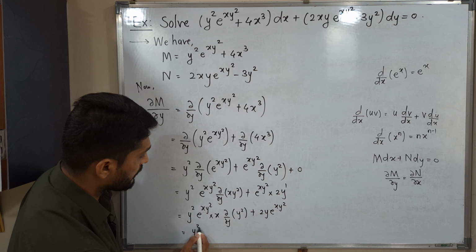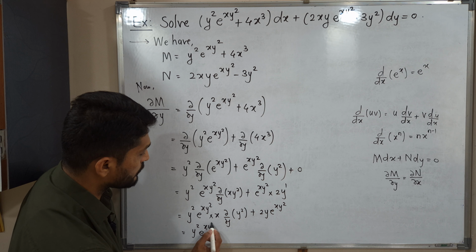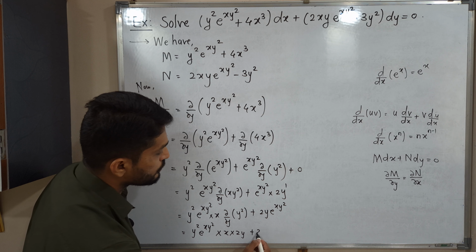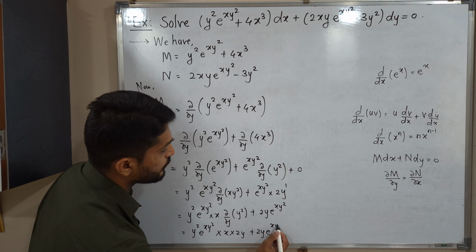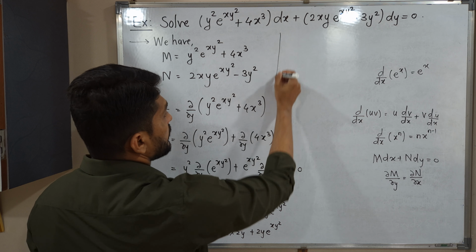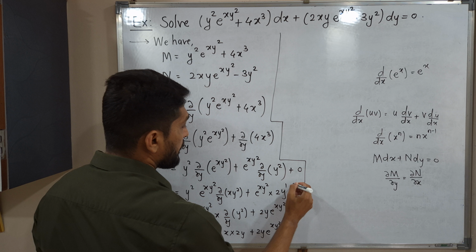So y square e raised to xy square into x into 2y plus 2y e raised to xy square. I need some more space to write, so let us use this space.